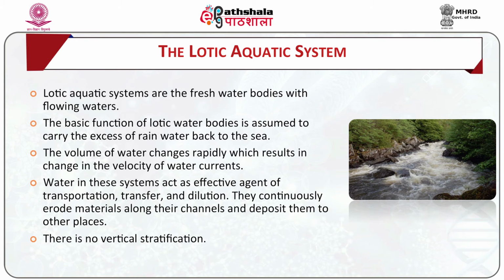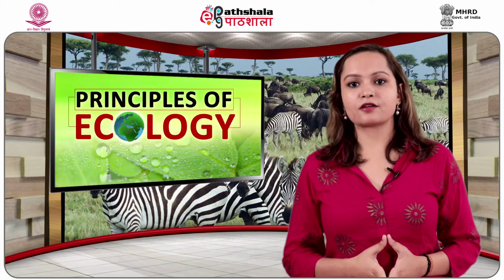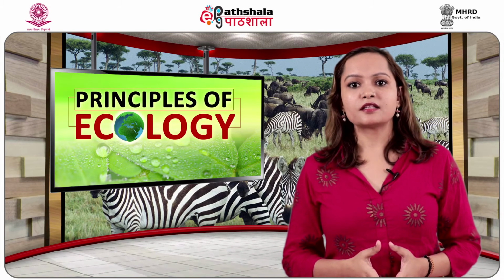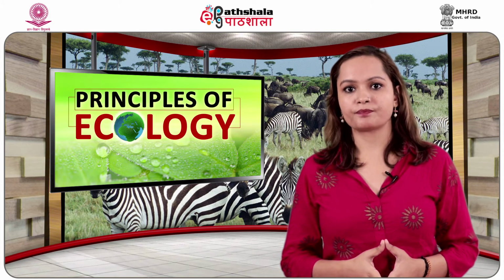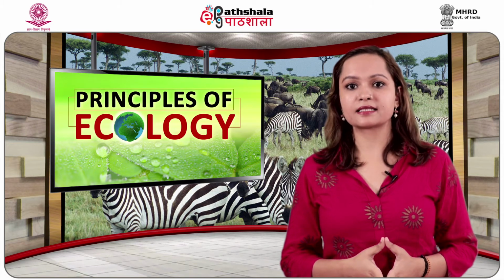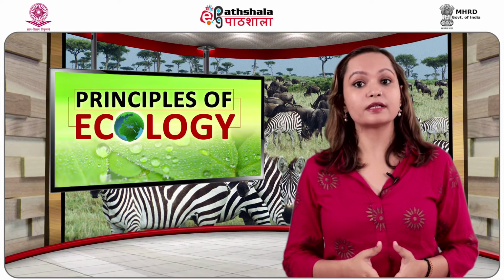The volume of water changes rapidly, which results in change in velocity of water currents. There is also a wide range of fluctuation in the water level in the lotic system. Water in these systems acts as an effective agent of transportation, transfer and distribution. They continuously erode material along their channels and deposit it in other places. There is no vertical stratification or thorough mixing of contents. The physico-chemical status of water quality is in a state of perpetual change. The environment of a lotic aquatic system is relatively unstable as compared to a lentic system.